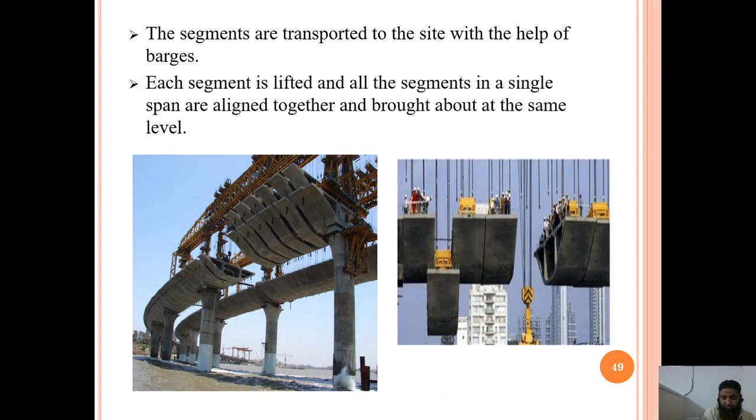These segments are transported to the site with the help of barges. Each segment is lifted, and all the segments in a single span are aligned together and brought to the same level. You can see how they are aligned one after the other and fixed together. These are the segments which have been precast beforehand, and they are fixed one after the other.